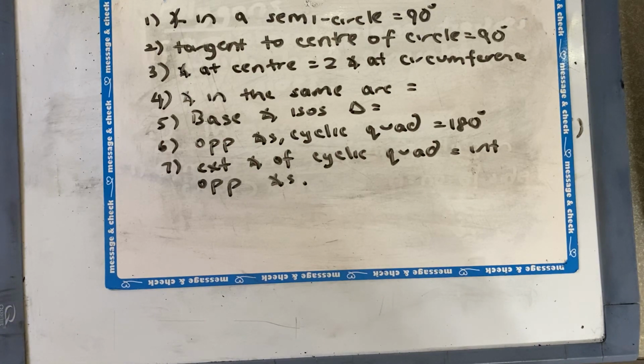And the last one that we went through quickly was that the exterior angle of a cyclic quad is equal to the interior opposite angle.